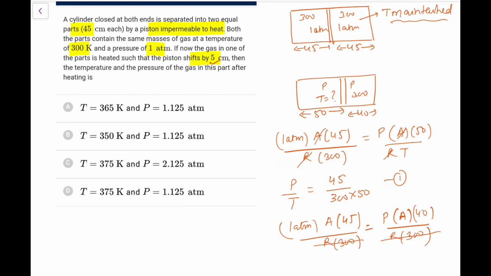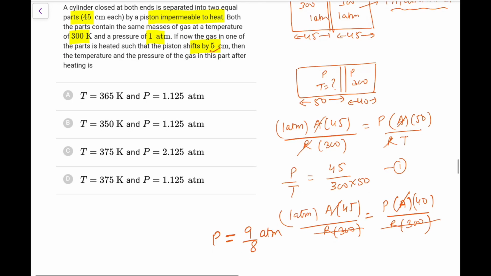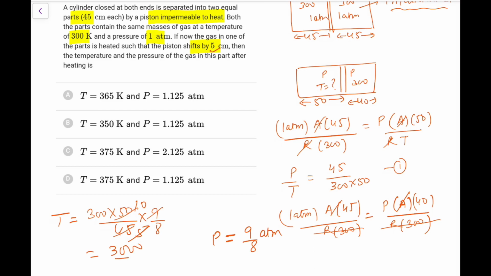So A goes. So the pressure comes out as 45 by 40. You write it as 9 by 8 atm. So if you write it 9 by 8 atm, the temperature here now becomes 300 into 50 upon 45 into 9 by 8. So 9 is 5, 50 is 10. So that is 3000 by 8. So 3000 by 8, if you do this comes out as 375 Kelvin. So it is 375 Kelvin and it would be 1.125 atm.